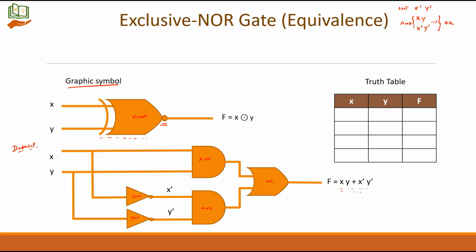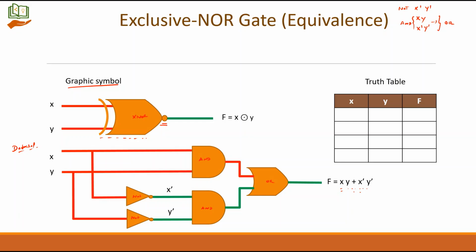Let's start with x is equal to 0. Now we have to find x dash, so we are converting it to 1. What about y is equal to 0? Now we have to invert y dash. So what is 0 into 0? It will give you 0. What is 1 into 1? It will give you 1. So 0 plus 1 will give you 1.